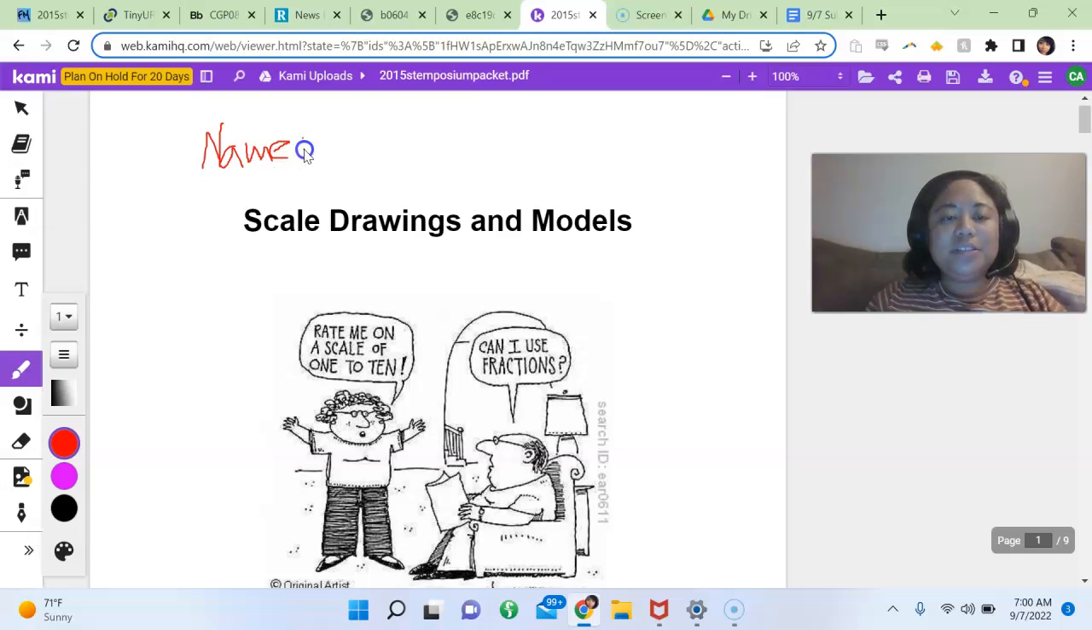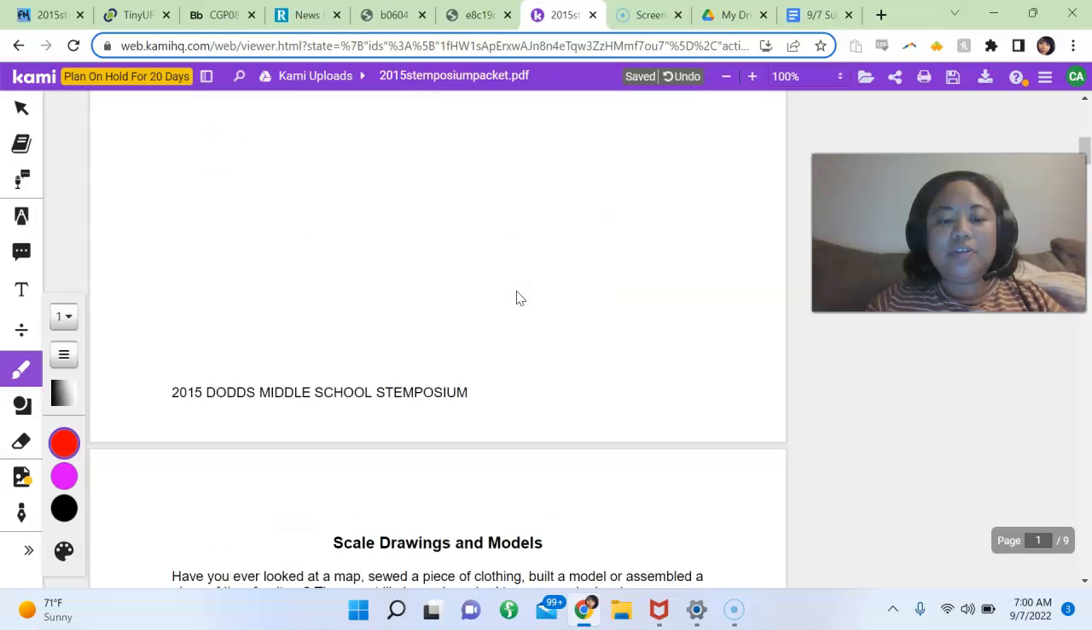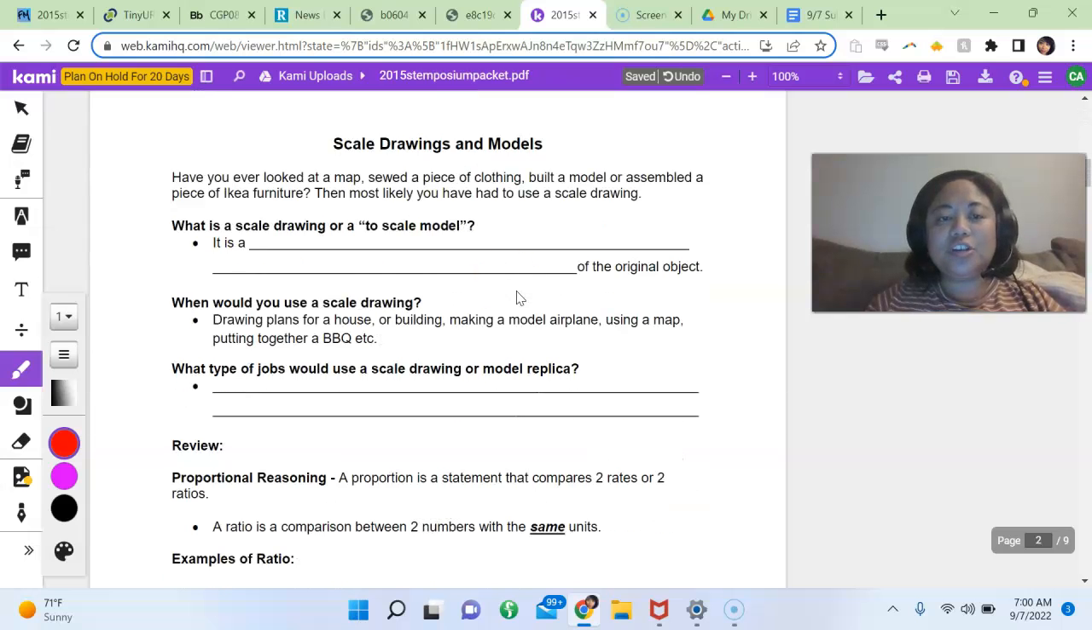So today we're going to talk about scale drawings and models. We're going to go ahead and move on to the first page and just talk about what scale drawings are and how to create a scale model of a picture or an actual object. If you look at a map, or if you create a piece of clothing, or if you look at instructions for making furniture, then you've most likely used a scale drawing.